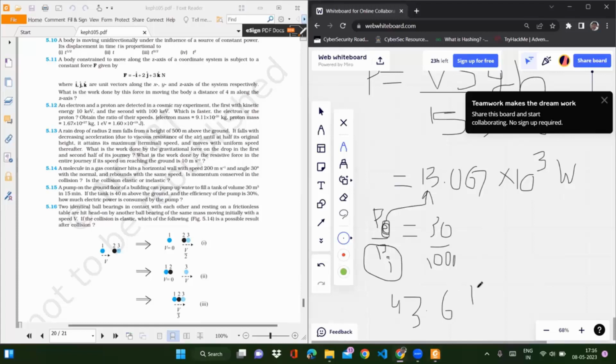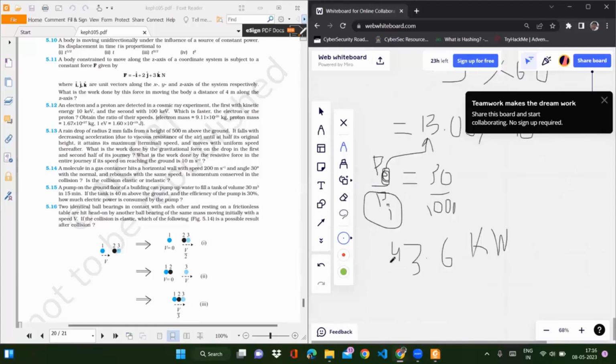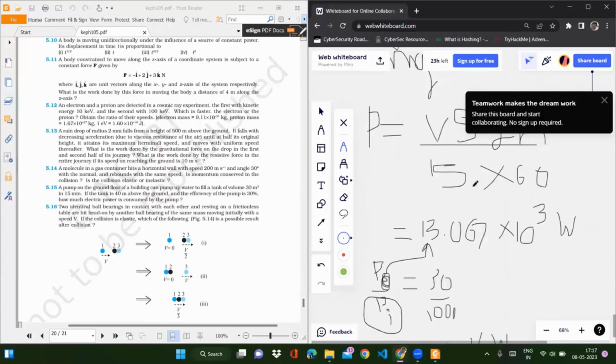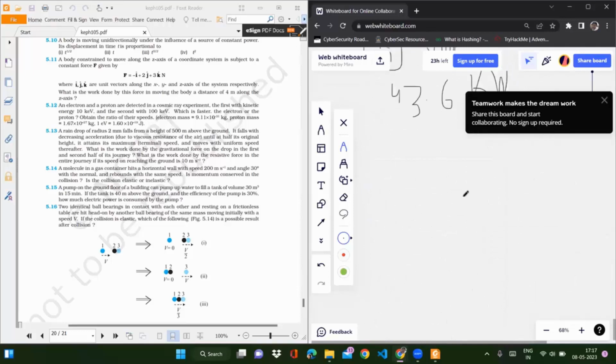43.6 kilowatt. So this much power should be supplied to the pump, and 30% of which you will utilize. That is 13.067 × 10^3 watt, and so the work will be done.